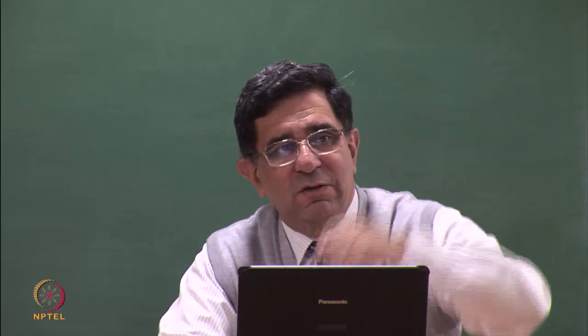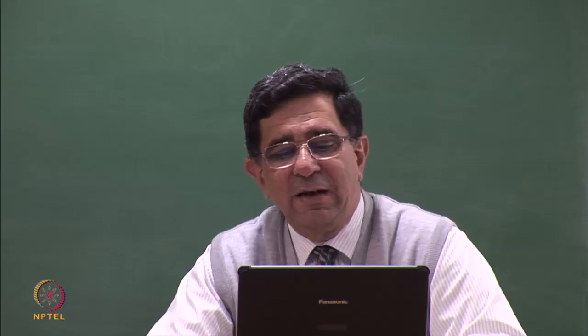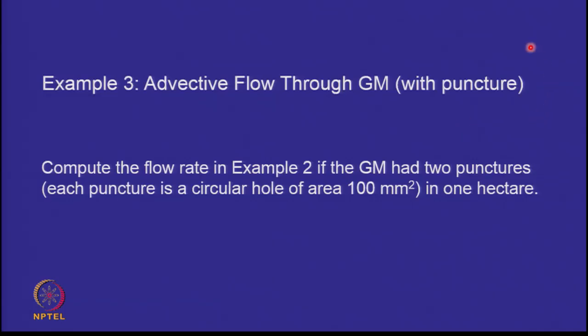But let's make a hole in this geomembrane. Let's make a puncture. If I make a puncture, what happens? Water will flow through an orifice. And let's assume I have a circular hole and we have to give the area of the hole, but then I have the Bernoulli's equation for flow through an orifice.